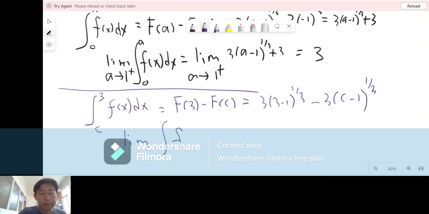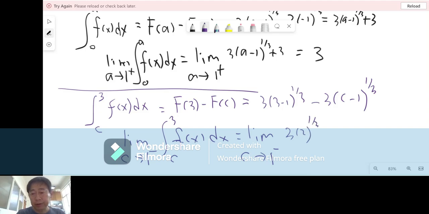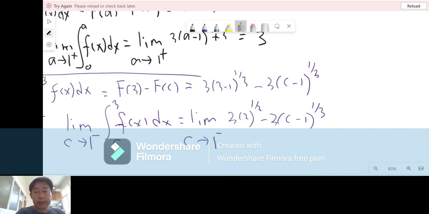The limit of the right-hand side of the area when c tends towards 1 from the right is then simply the limit of c going to 1 from the right for the expression of 3 times 2 to the power of 1/3 minus 3 times (c minus 1) to the 1/3. And it is obvious that when c tends towards 1, the factor of c minus 1 is going to vanish. So this term is going to be 0 when c tends towards 1. So what is left is just the factor of 3 times 2 to the power of 1/3.